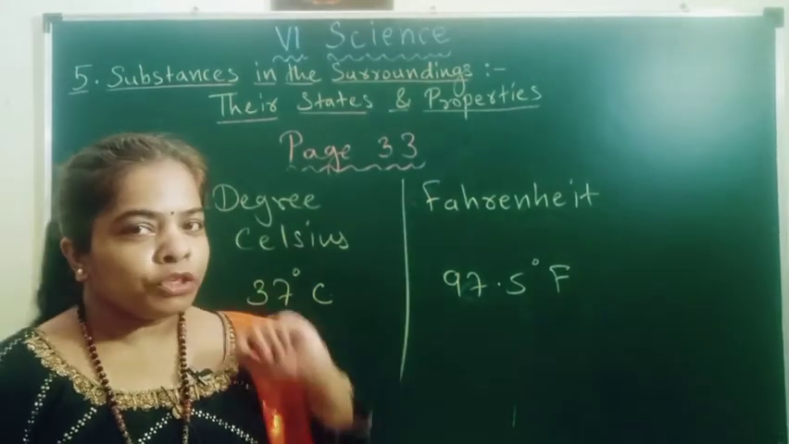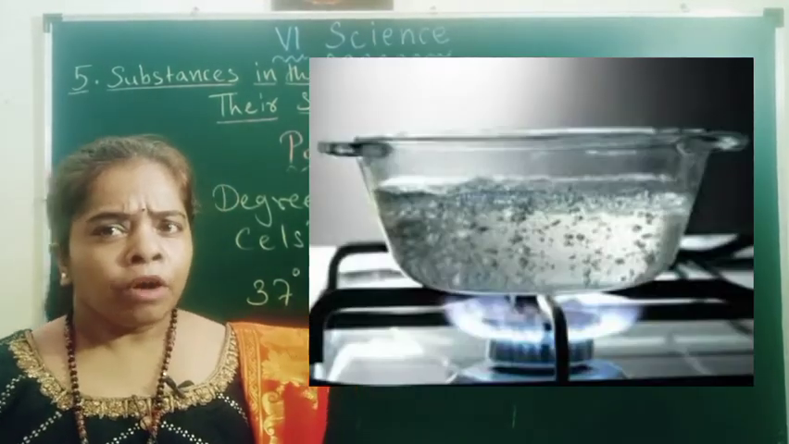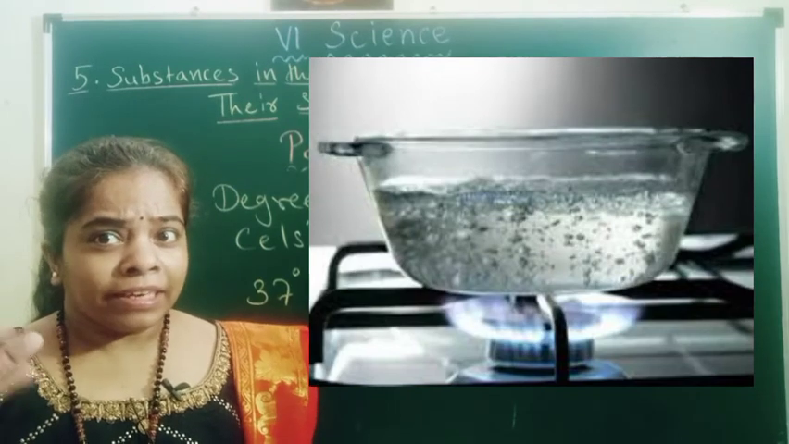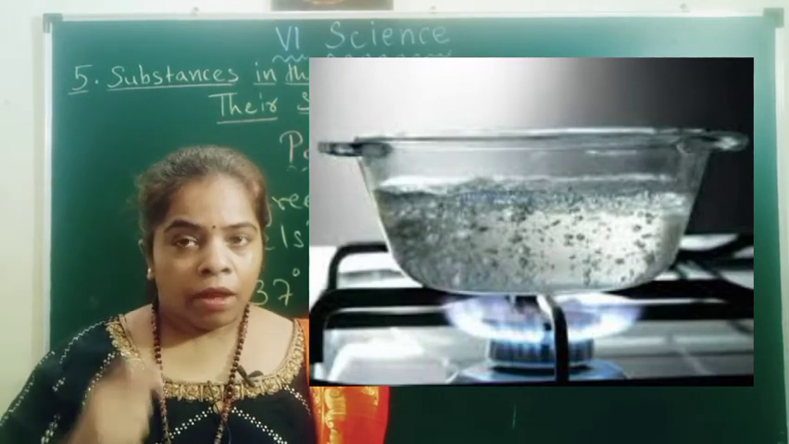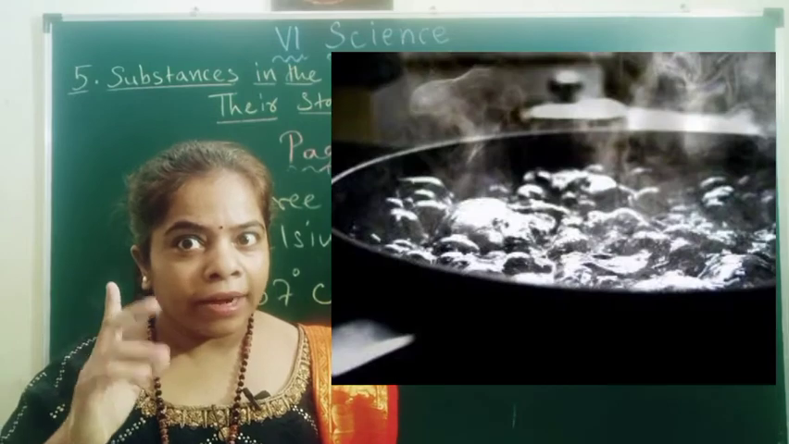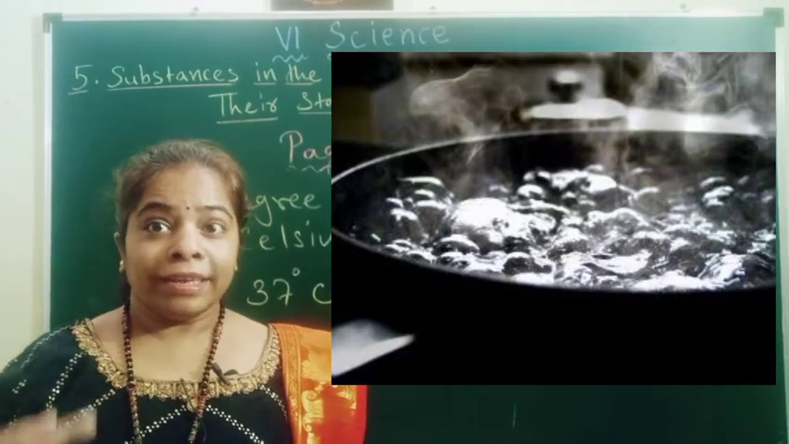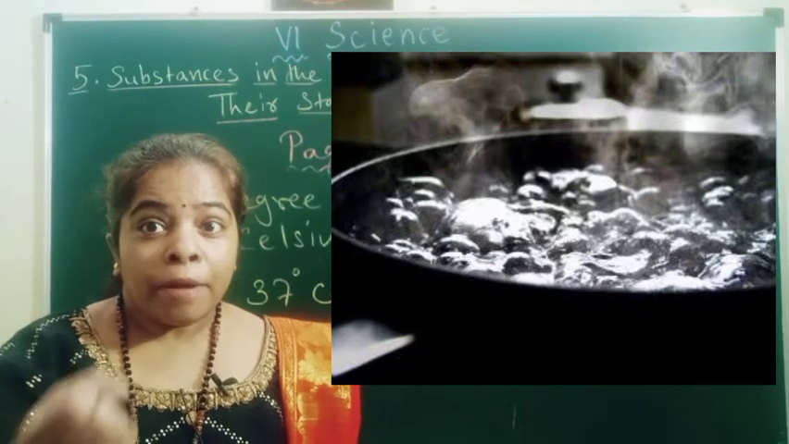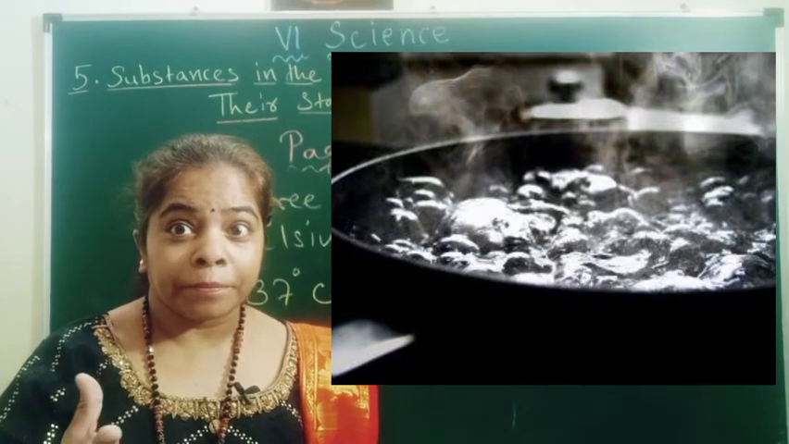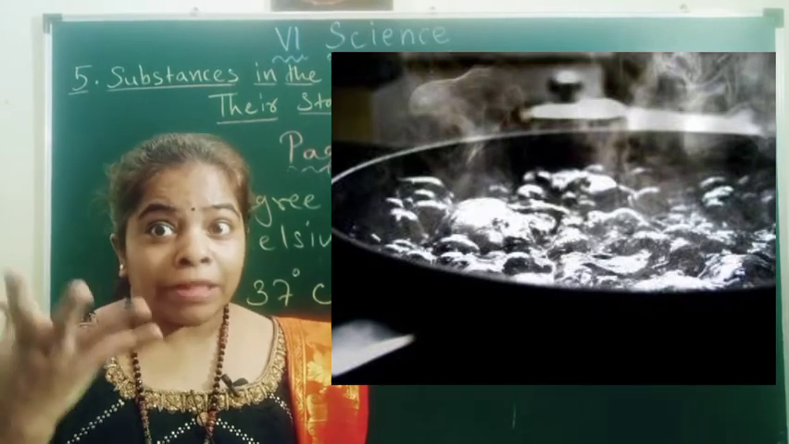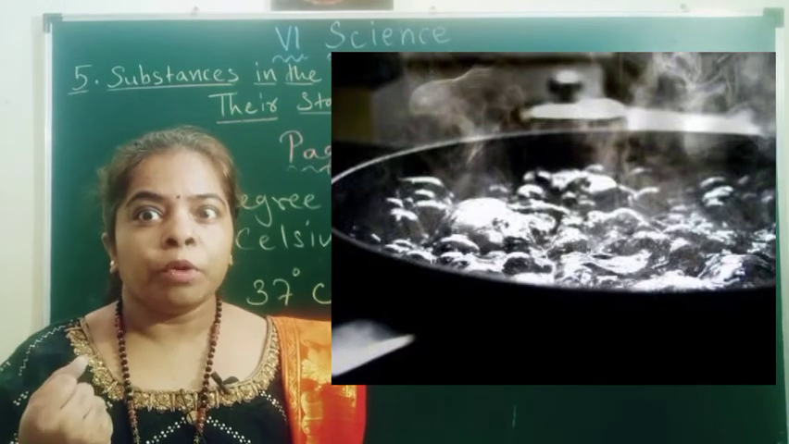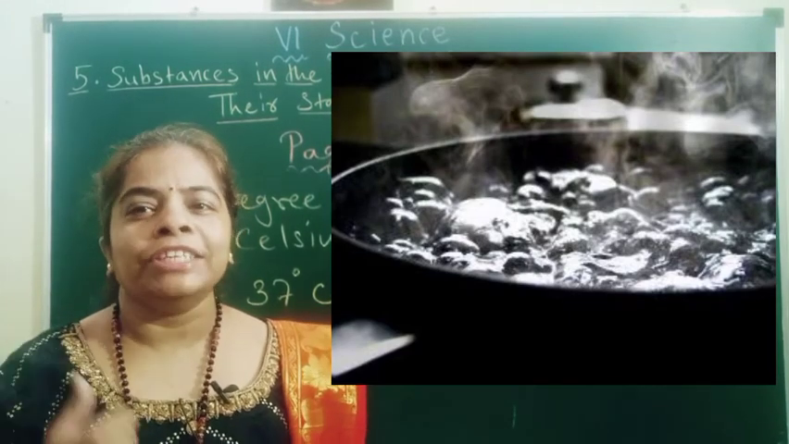See the next picture shown there. In this picture, what do we see? We see that the water is boiling. Water will boil only at 100 degrees Celsius, as we have just now seen. After water reaches 100 degrees Celsius, bubbles will start coming. Right? Bubbles will start coming. This process is called ebullition.